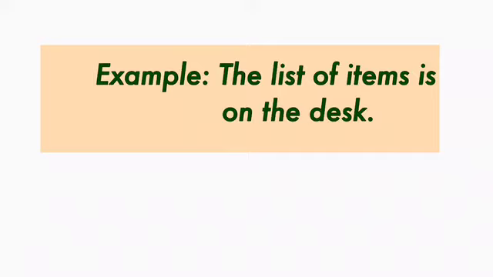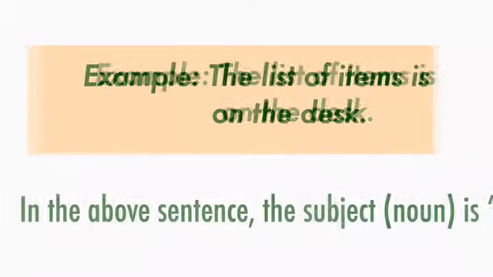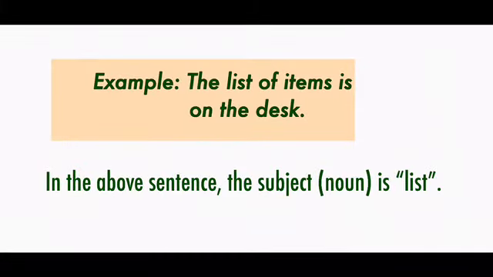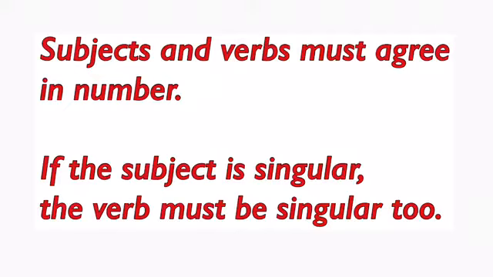Here both the words list and items are nouns. So it's important for you to identify the subject correctly. The subject is list. So I hope you have understood that the subject and the verb must agree in number.